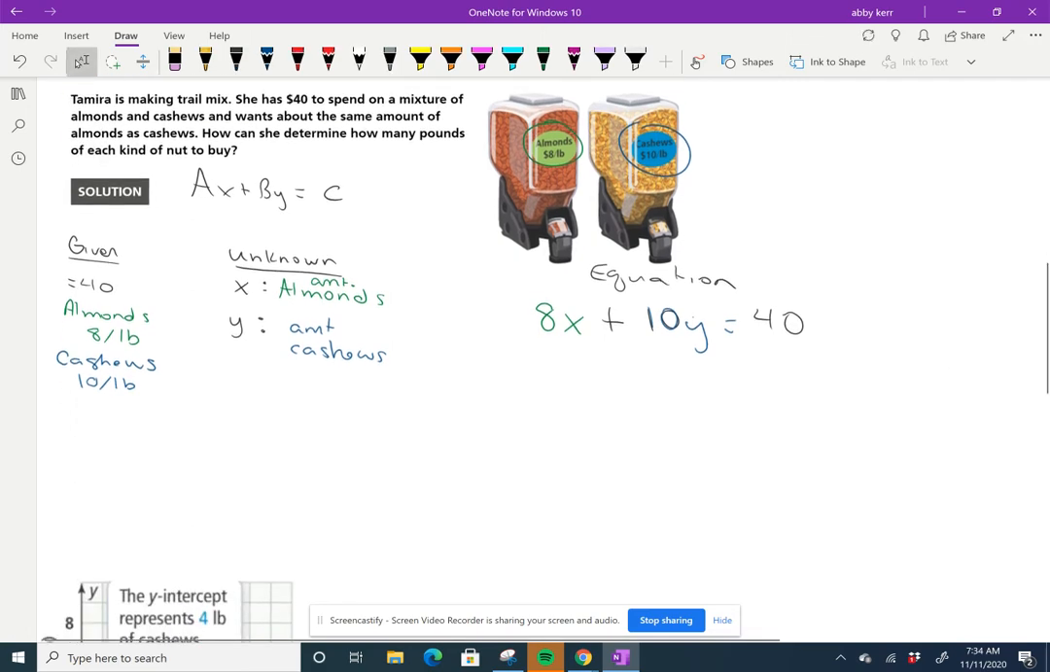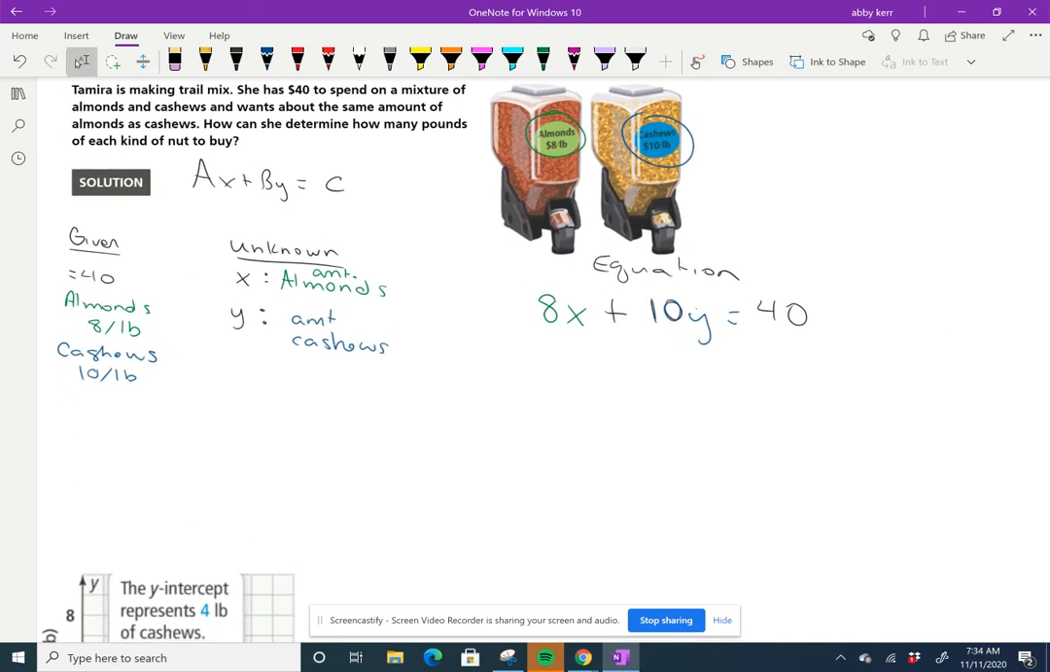Now solving it will give you part of the combination. So solving is going to look a little different. We need to find the x and y intercept, and I have a graph below to show you. So x intercept is when y equals 0. So we're going to do 8x plus 10 times 0 equals 40. So then that goes away. We have 8x equals 40. Divide by 8.